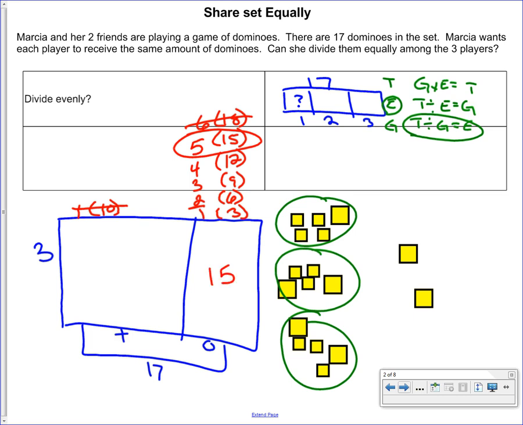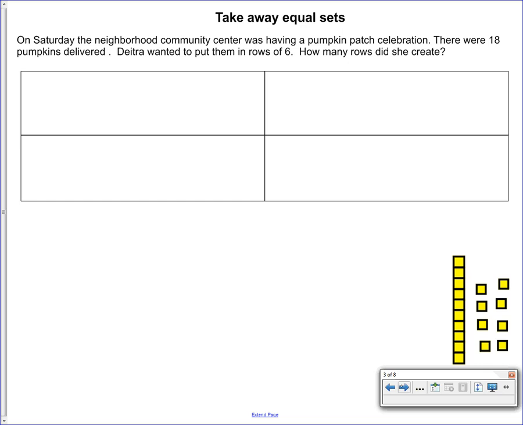Okay, so let's go back and take a look at our question. Can she divide them equally among three players? No, she really can't. Not equally. Because look, I've got these two right here. These two right here are called remainders. Okay? Let's take a look at another problem.